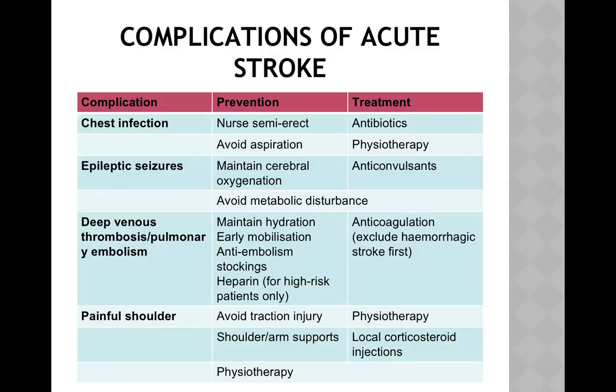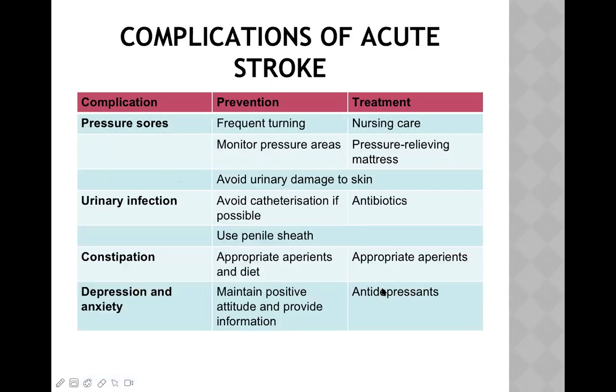Now, these are the complications of acute stroke. See, there are so many. Some of them we already mentioned before. Chest infection or pneumonia is one of the important ones. Epileptic seizure, because the brain is damaged, there may be a source of epileptic seizure. Deep vein thrombosis and pulmonary embolism, we already know about this. Painful shoulder, also known as frozen shoulder, because of immobility of the shoulder joint for a long time. This is another type of complication.